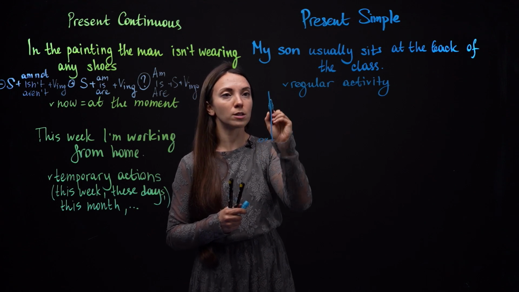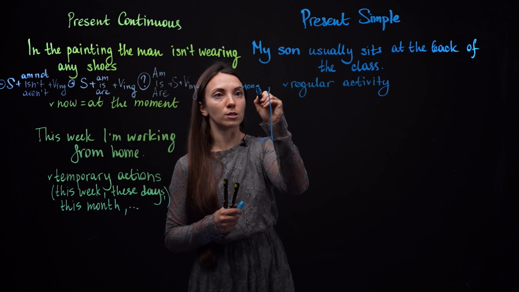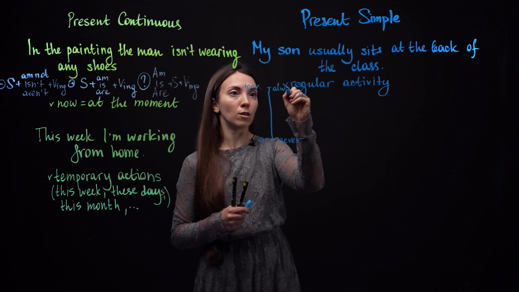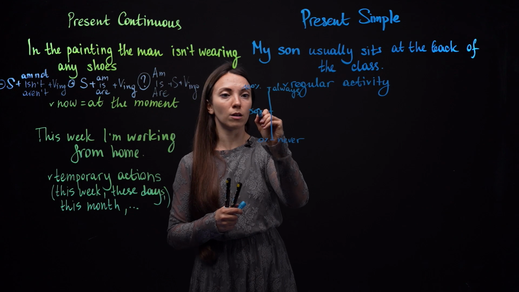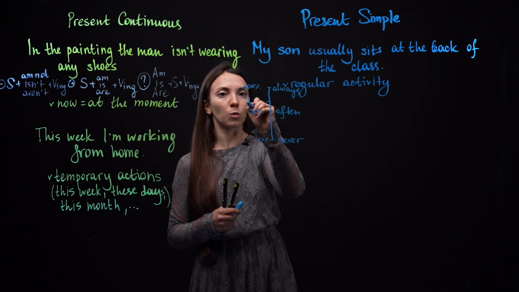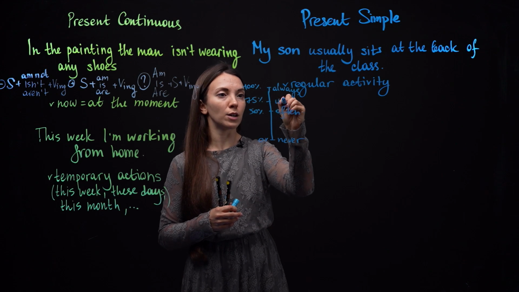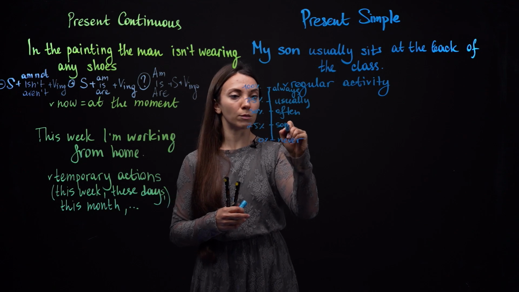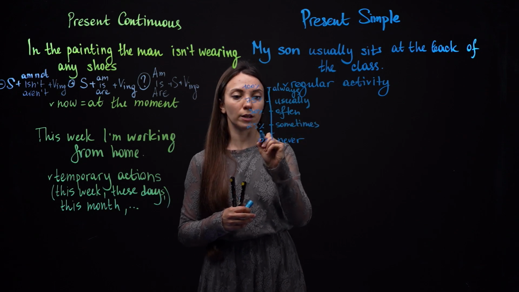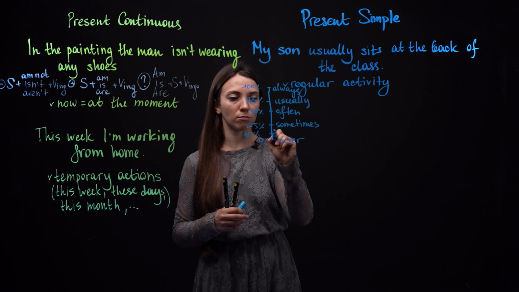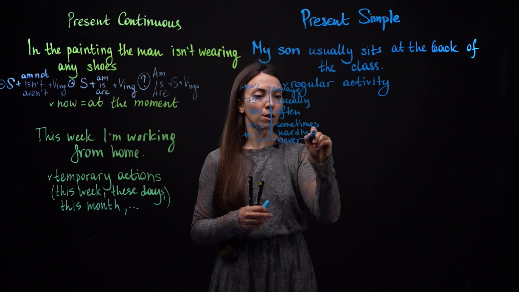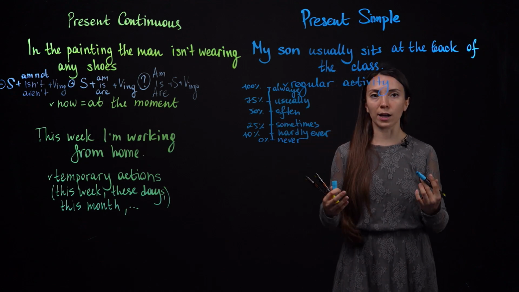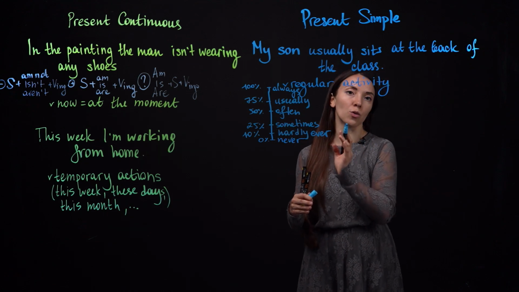So if it happens 0% of your time, it happens never. The opposite, always. In the middle, often. Somewhere like 75% of your time, usually. 25%, sometimes, and let's say 10%, hardly ever. All these words indicate that it's a regular action. It is not happening now, it happens regularly.